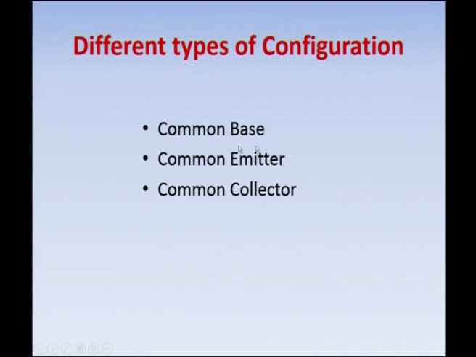What are the different types of configuration? We can have the base as a sandwiched layer between the other two layers, called emitter and collector. If so, it is a common base configuration. If the emitter is sandwiched between base and collector, it is a common emitter configuration. If the collector is sandwiched between base and emitter, it is the common collector configuration.